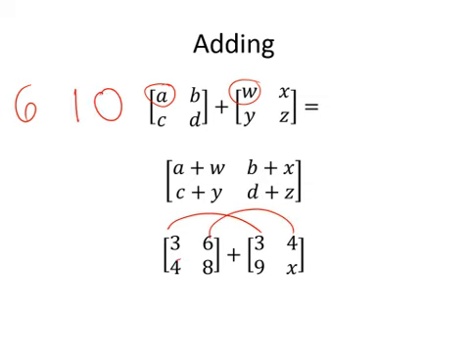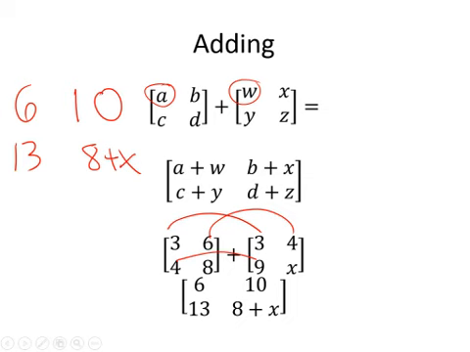And then we have 4 plus 9, which is 13. And now the last one, 8 plus X, you combine it as far down as you can. So this would just be 8 plus X. And you would write that in that spot. And that would be your matrix. Okay, that's the addition of that matrix.